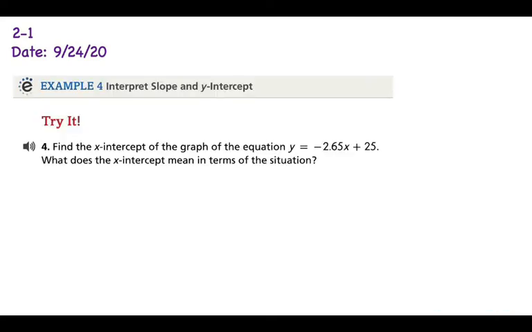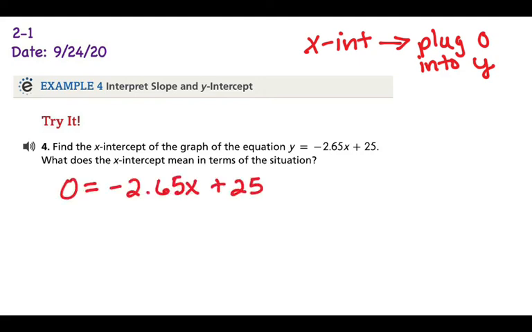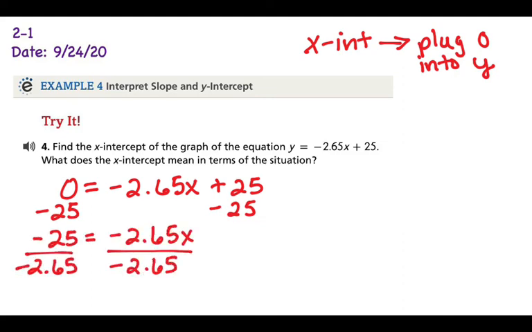All right, so this is 4b. So that's the equation from the previous answer. And now it's asking you to find the x-intercept. So intercepts are really easy to find when you're given an equation. You just plug 0 into the opposite variable. So if you're looking for the x-intercept, you plug 0 into the y. And if you're looking for the y-intercept, you plug 0 into the x. So we're going to plug 0 into the y to find our x-intercept. Essentially what that does is it gets rid of the y variable, and then we can find what x equals. So we subtract 25, divide by negative 2.65, and you get approximately 9.434.